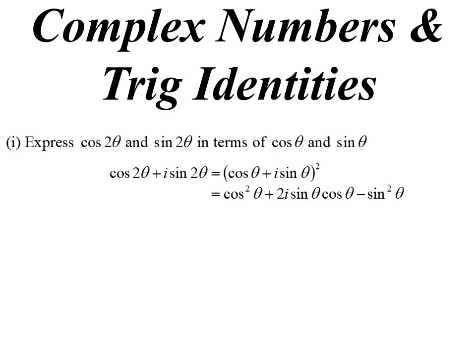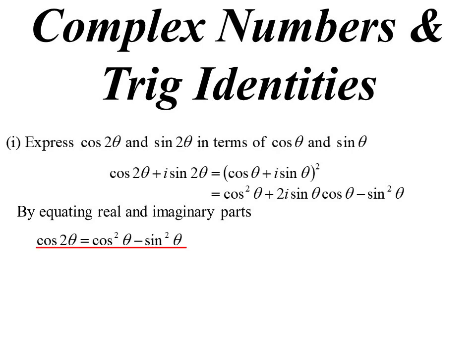And then we know that the real part must equal the real part and the imaginary part must equal the imaginary part. So if that's the case, cos 2 theta must be cos squared minus sin squared. There's the relationship we know. And sin 2 theta must be 2 sin theta cos theta. Bingo, we got them. Which is a little bit quicker than how we did it before. But by using complex numbers, we've got a nice way of finding these.